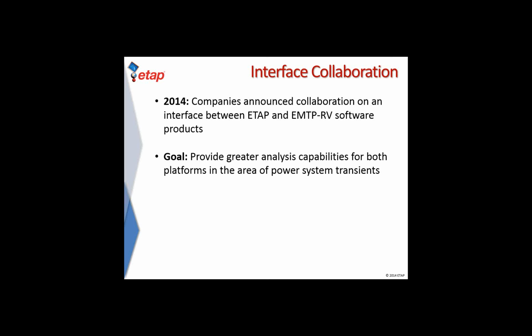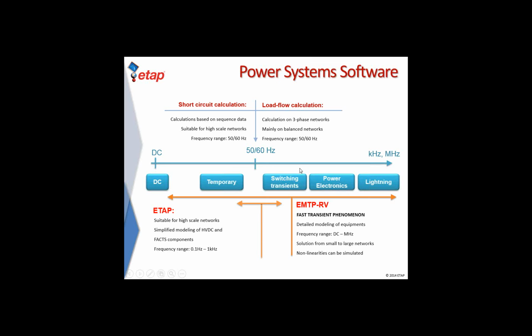And as a reminder, I would like to start my presentation with an overview of the different types of power system software that exist on the market. As you know, short circuit and load flow calculation that you perform in ETAP are calculated at the power frequency, at 50 or 60 Hertz. It allows extremely fast and precise calculation, even if you have an extremely large network.